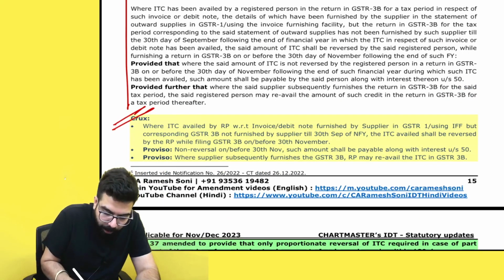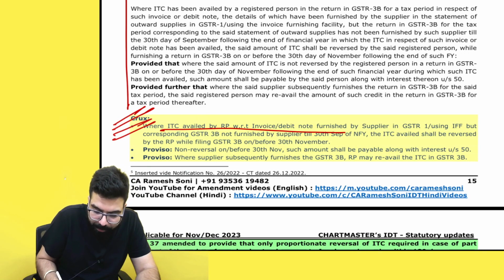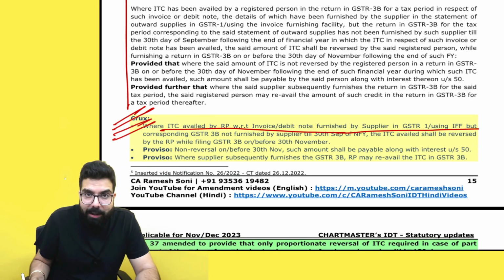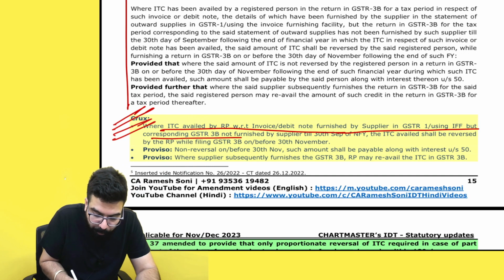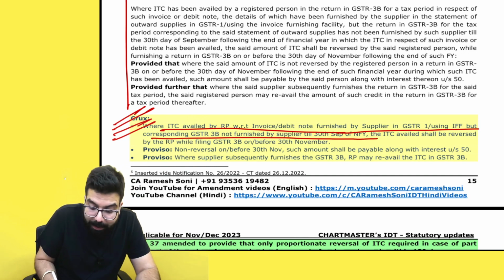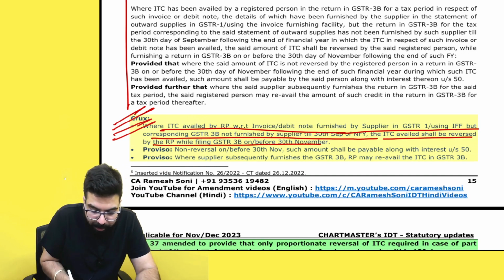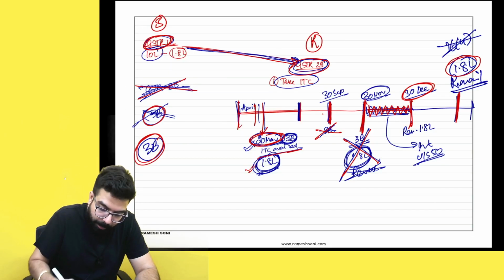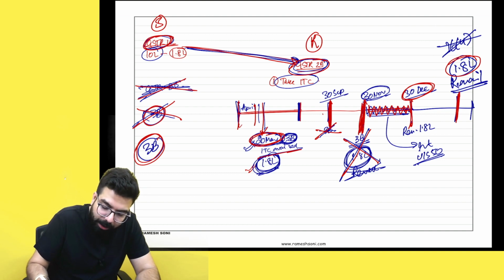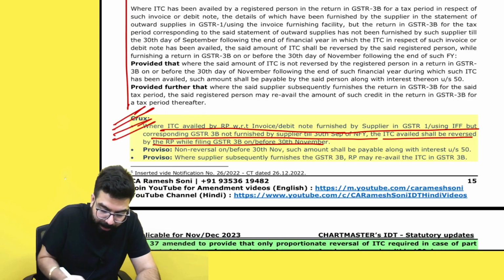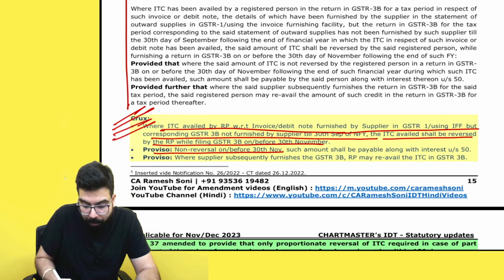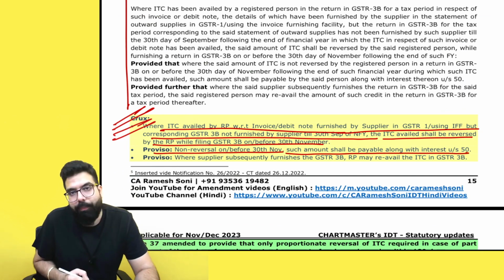See, where the ITC availed by registered person with respect to which supplier has furnished GSTR 1 or IFF, but corresponding GSTR 3B is not filed till 30th September, the ITC shall be reversed on or before 30th November. Basically, till 30th September, if your supplier does not file his GSTR 3B, then you have to reverse the credit on or before 30th November, whichever GSTR 3B you are filing. Non-reversal before 30th November, such amount will be payable along with interest.